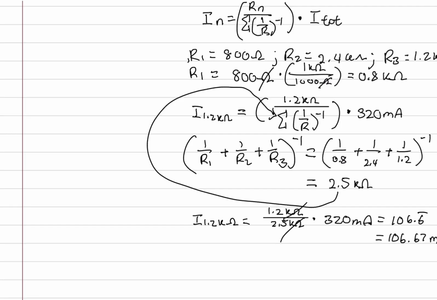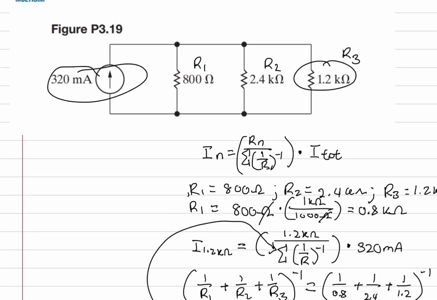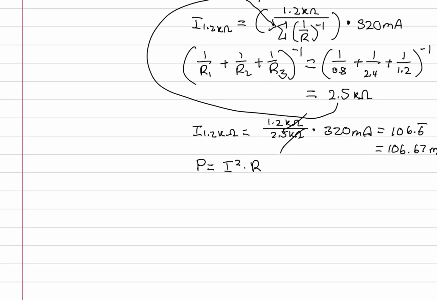Now, we can use the equation P equals I squared times R to find the power dissipated over the 1.2 kilo ohms resistor. So the power that runs to the 1.2 kilo ohms resistor is equal to its current, which we just found is 106.67 milliamps, multiplied by itself, and then multiplied by its resistance.